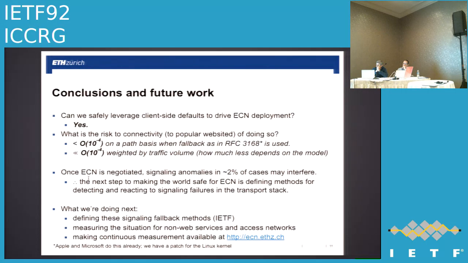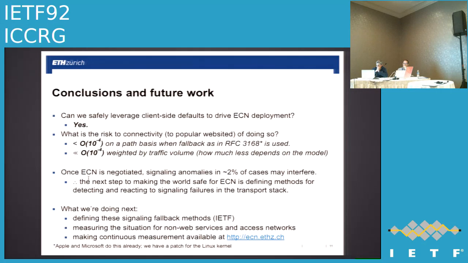So the next step to making the world safe for ECN is defining methods for detecting and reacting to these signaling failures. This would be a revival of draft Kühlewind's TCPM ECN fallback, which was originally looking at ECN fallback for the connectivity risk case, which turns out not to be that big a deal. It doesn't make much sense to re-engineer the stack above and beyond what RFC 3168 already says for fallback. But it does make sense to re-engineer the stack to react to and shut down ECN when it's obvious that something on the path is messing with your signaling. So what to do next is define these signaling fallback methods.